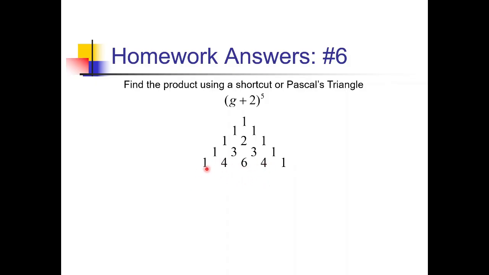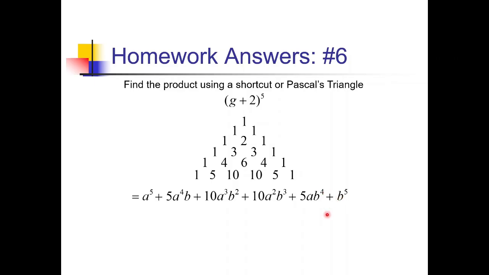We've got a 1, we've got 5, 4 plus 6 is 10, 6 plus 4 is 10, 4 plus 1 is 5, and we have a 1. So 1, 5, 10, 10, 5, 1. These are the coefficients in this fifth row for my shortcut formula with the a's and the b's. So this 1 is 1a to the fifth, b to the 0. This 5 is 5a to the fourth, b to the first. Then we have 10 a cubed b squared, and then 10 a squared b cubed. 5a to the first, b to the fourth, and then 1b to the fifth.